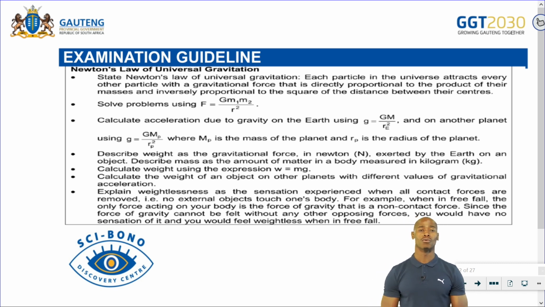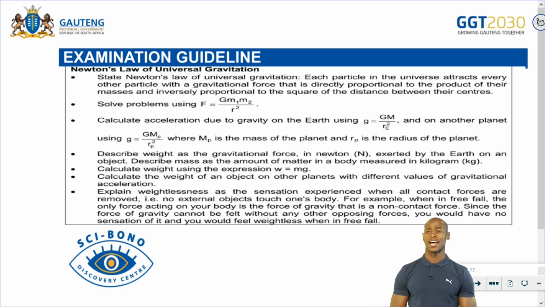Then also calculate the gravitational acceleration, or acceleration due to gravity, on Earth using g equals G m over r squared, where g is gravitational acceleration or acceleration due to gravity in meters per second squared. G is the gravitational constant. And then m is the mass of the planet. For example, if you are dealing with the Earth, m will be the mass of the planet Earth, and r will be the radius of the planet Earth, right?